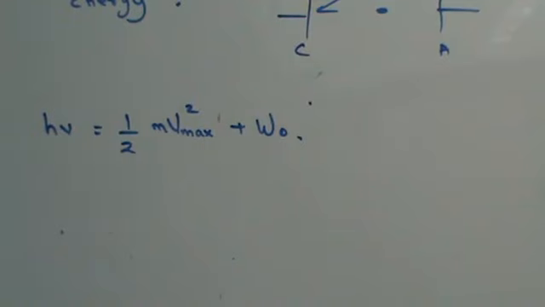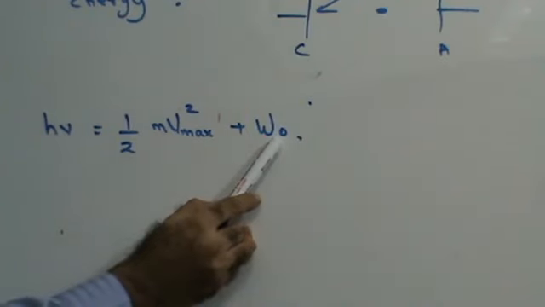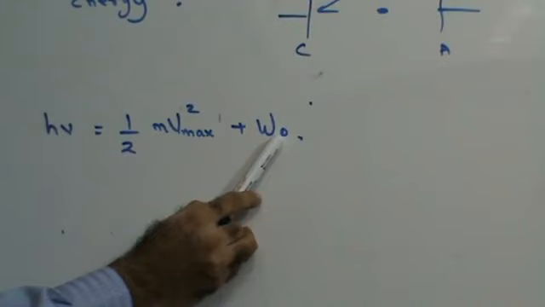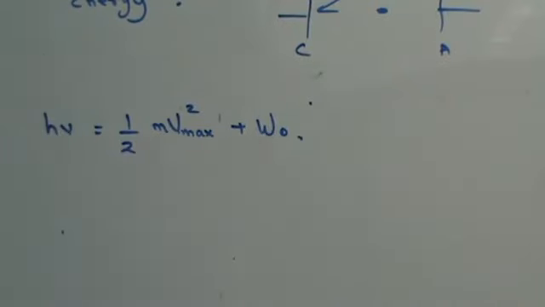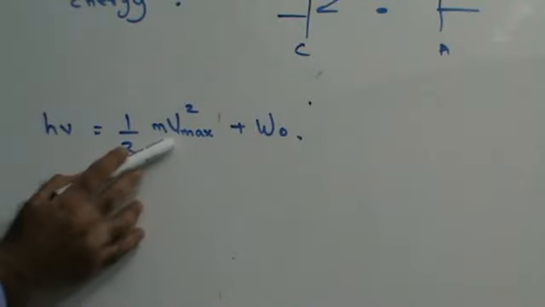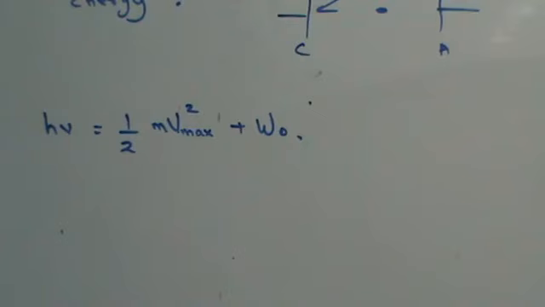Thus, the incident photon energy is equal to the energy required to release the photoelectrons from the surface and the maximum kinetic energy of the emitted photoelectrons.